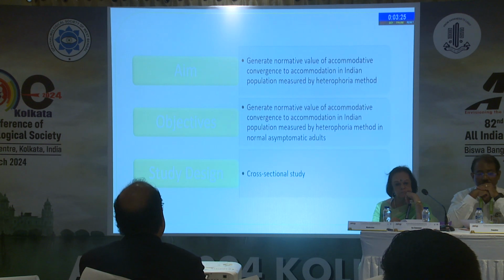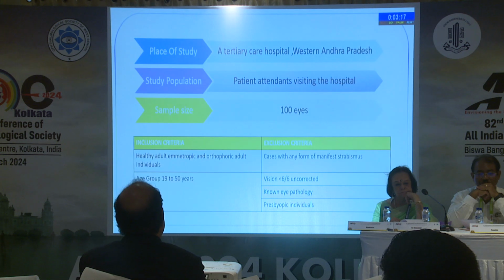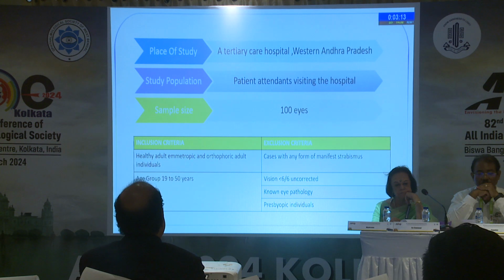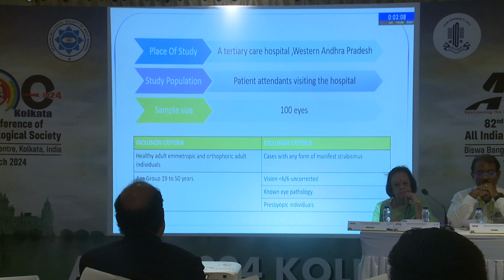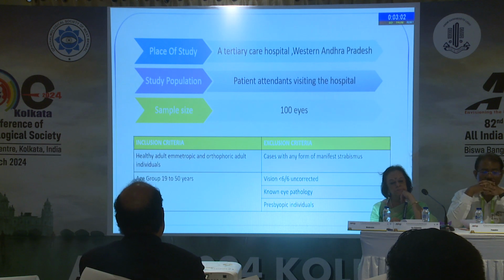The aim is to determine AC by A ratio in the Indian population by heterophoria method, which is measured in normal asymptomatic adults. The place of study was a tertiary hospital in Western Andhra Pradesh. We selected 100 eyes of patients who were attendants of patients visiting the hospital, healthy eyes with no refractive error or eye pathology. And the age group selected was 19 to 50 years.